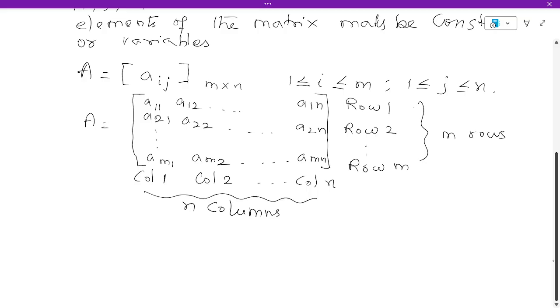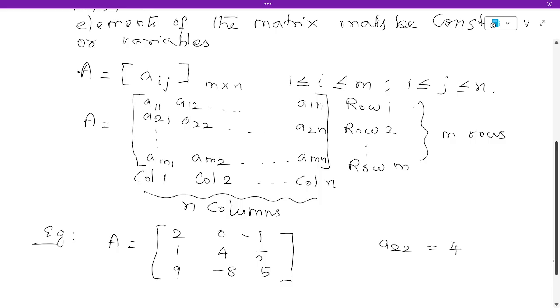So these are some examples of the matrix. A equal to, in case I write a 3 by 3 matrix, then we can write 2 0 minus 1, 1 4 5, then 9 minus 8, 5. Here the element 4 can be written as A22. That means A22 equal to 4. That means the first letter denotes the row, the second letter is denoted as column. That means the element of the second row, second column is 4.